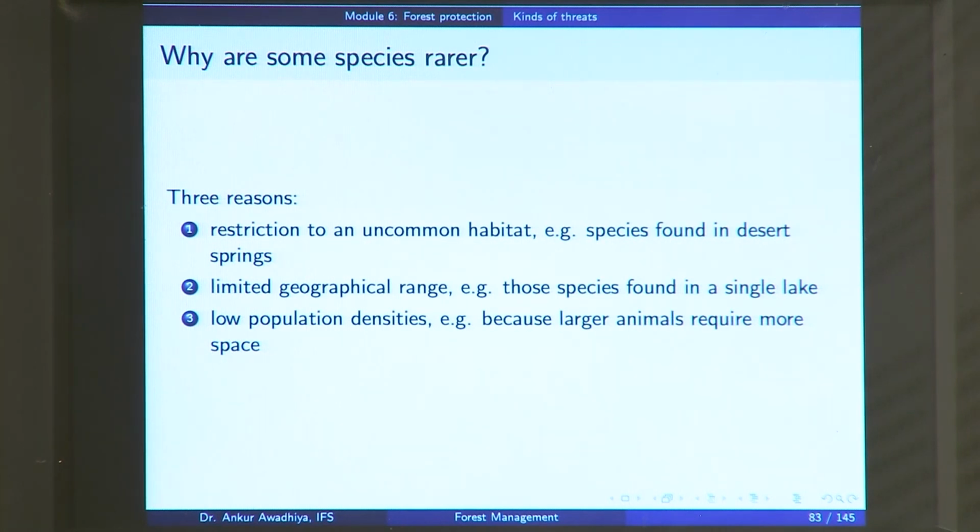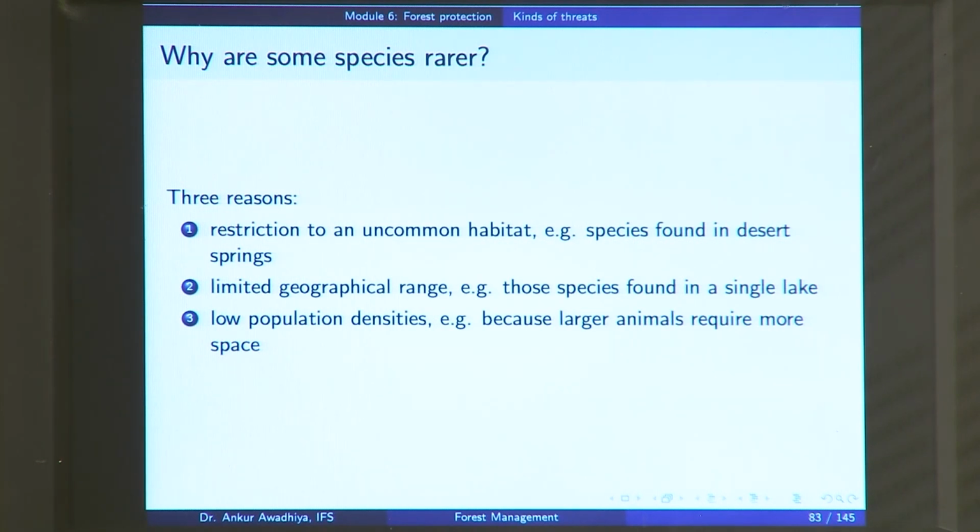So, in most cases, you will only have one calf that is getting produced. In the case of larger species, because the individuals are producing fewer young ones, there will be a low population density, and if a species has fewer progeny, then because it has lesser numbers, it is a rare species.